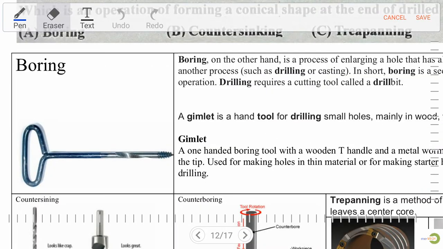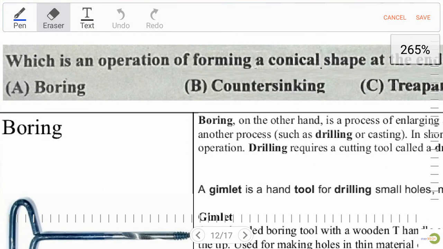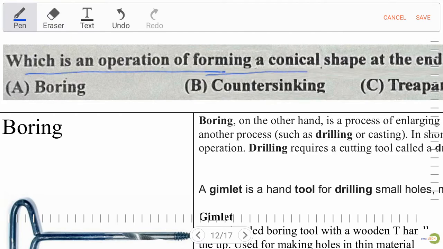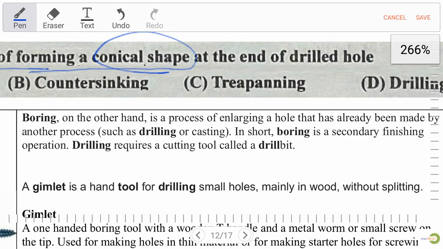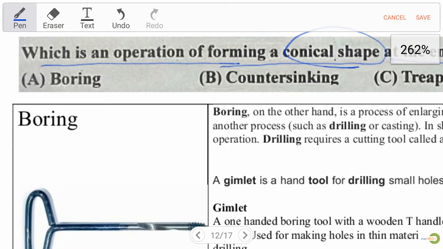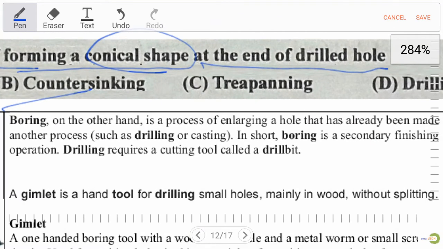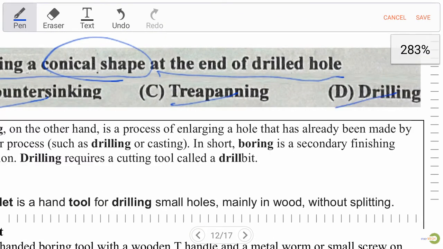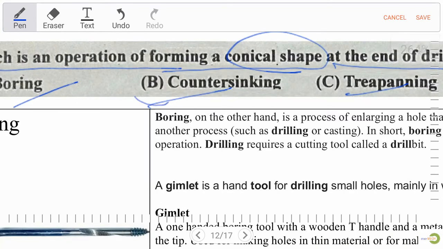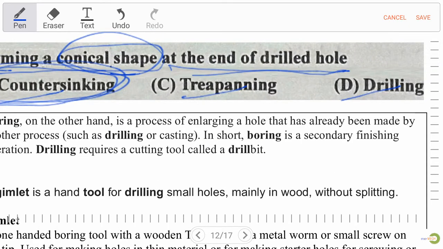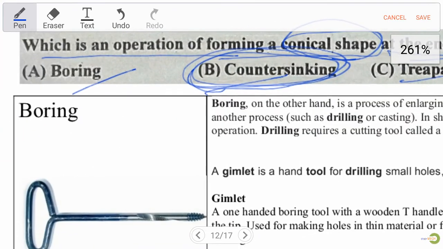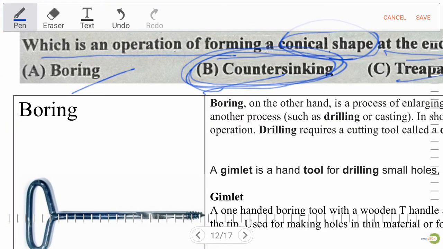Now let's move to the next question, which is: an operation of forming a conical shape at the end of a drilled hole. So option A, boring; option B, countersinking; option C, trepanning; and option D, drilling. Well, our right answer over here is countersinking. Countersinking is a process in which we can develop a conical shape at the end of the drilled hole. Now let's see all the machining processes.